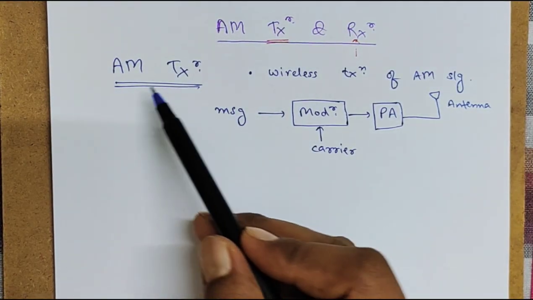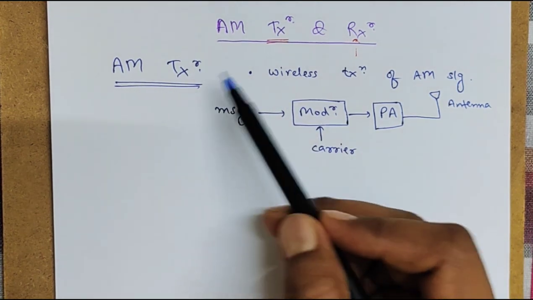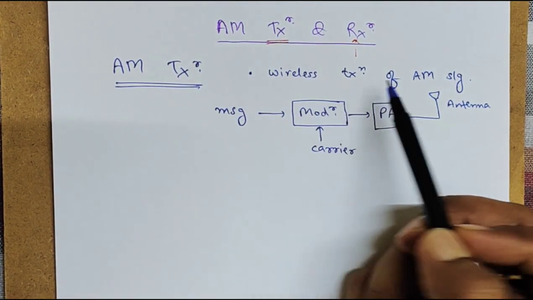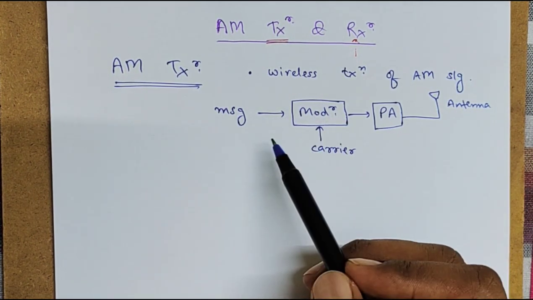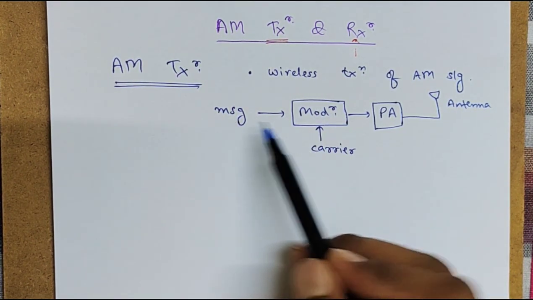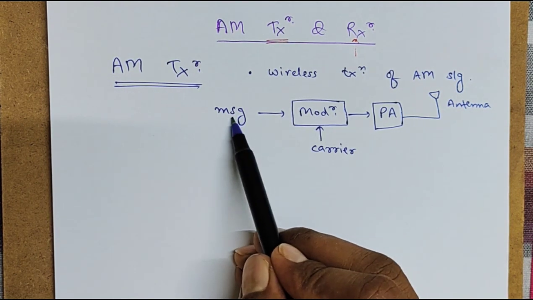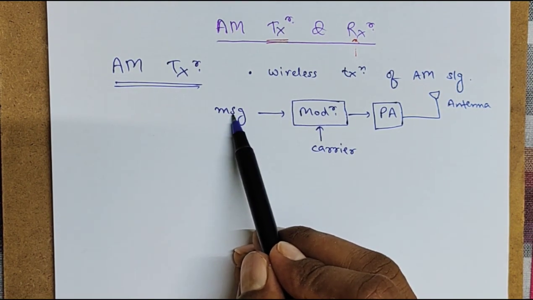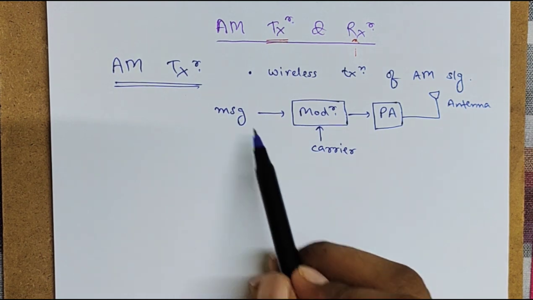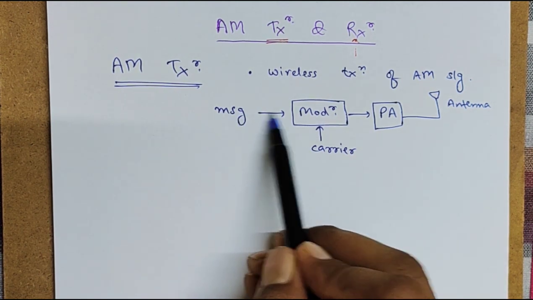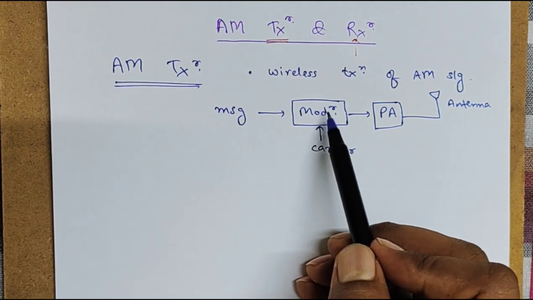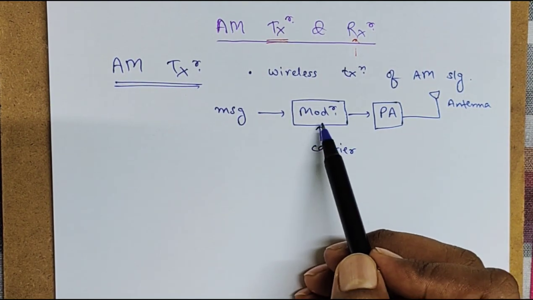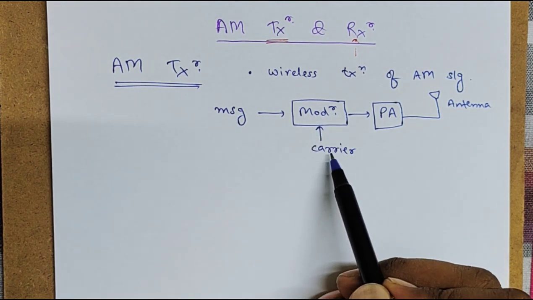So here is an AM transmitter. Generally it deals with the wireless transmission of AM signal. Here is a block diagram, which is a very simplified block diagram, I can say. Message is there. This message is also called modulating signal, also called baseband signal. And then this message goes to a block called modulator, which is the AM modulator. Different varieties of modulators are there.